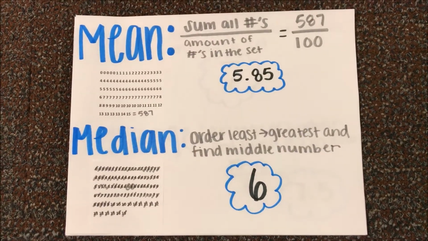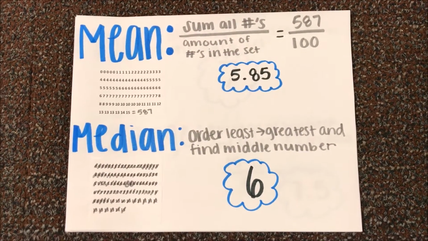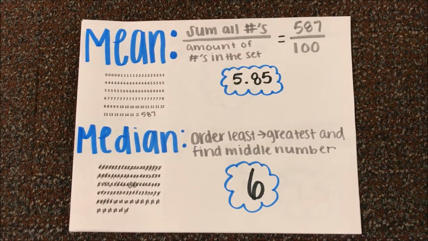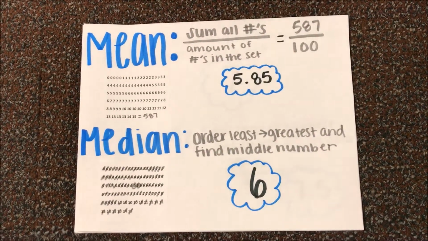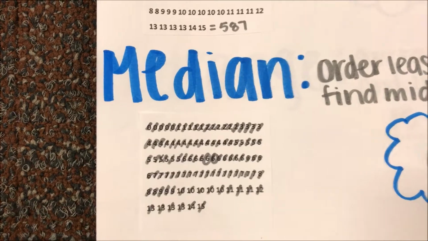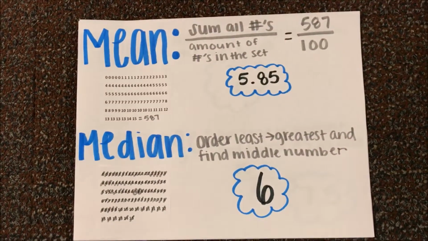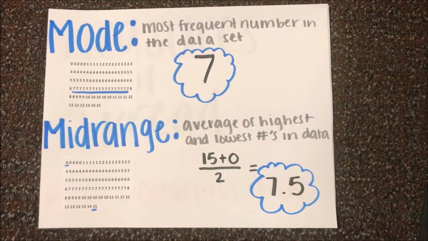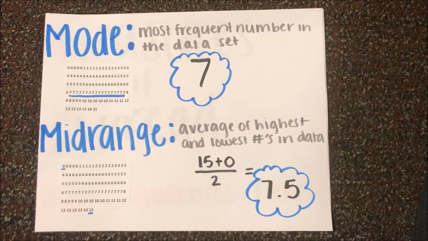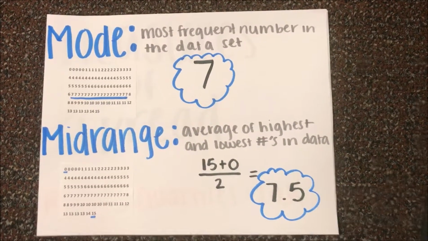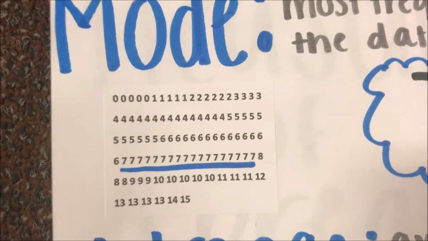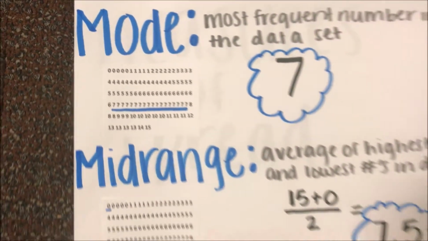Our second measure of central tendency we took was the median. The median is found when you place your numbers in order from least to greatest and then find the middle number. After our work, we found that the median was 6. The third measure of central tendency is mode. Mode is the most frequent number in the data set. When you take a closer look at our data set, you can see that 7 appeared most frequently.